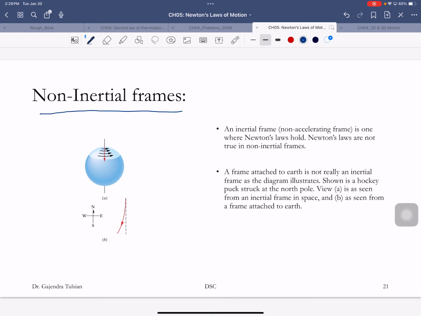You need to have heard this term. What are Newton's three laws? The first law says if force is equal to zero, acceleration is zero. The second law tells you force equals mass times acceleration, and the third law says action and reaction are equal and opposite.